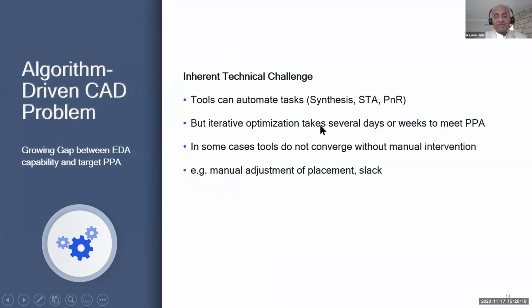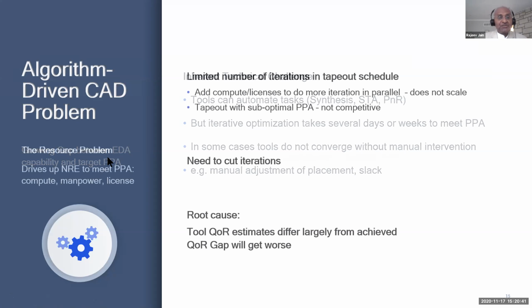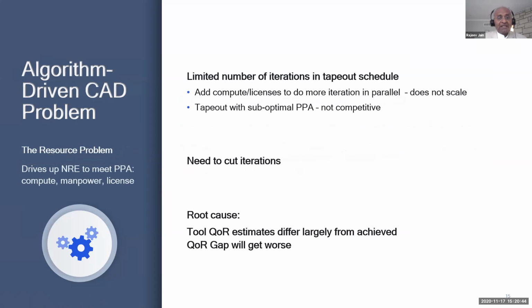But the iterative optimization we just talked about, which takes several days or weeks to meet the PPA, that is the problem. And in some cases, even after all those iterations, the design doesn't converge and the designers have to go in and do manual adjustment. So this growing gap between the capability of the automation and the target PPA that can be achieved is the source of the problem. This leads to the resource problem, which is that within the tape out schedule, I have a limited number of iterations I can go through.